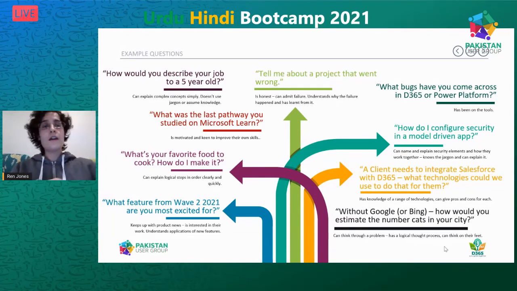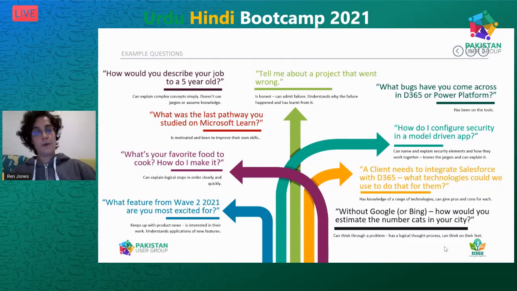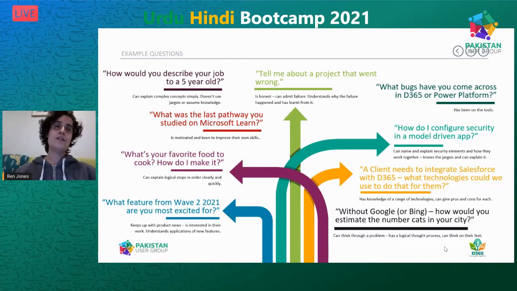Okay, so how do you describe your job to a 5-year-old? This is one I use quite a lot to check that people can clearly explain something to a non-technical person.